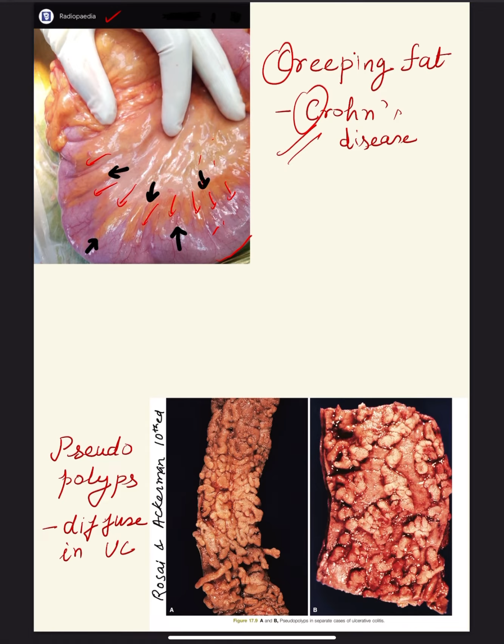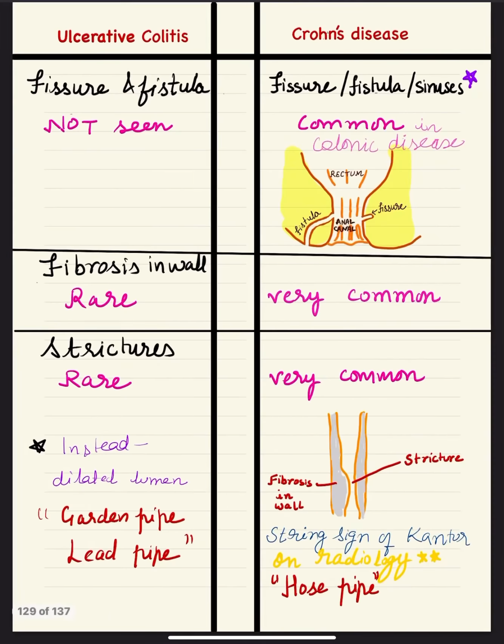Again this picture is from Robbins, and it's from Ackerman, and we can see that these are the pseudopolyps seen in case of ulcerative colitis, and these are the mucosal bridges. Again these are the pseudopolyps. So you have to remember these important points. They are very important for the MCQs also.